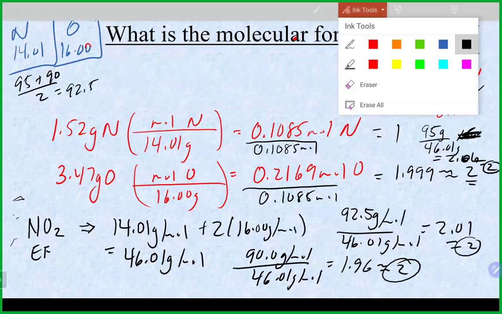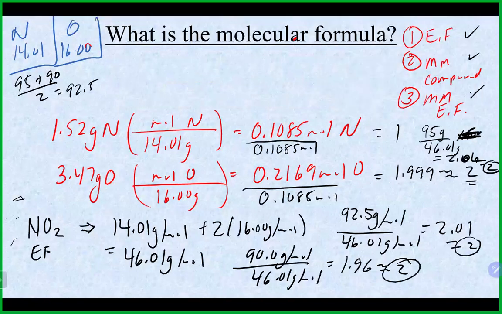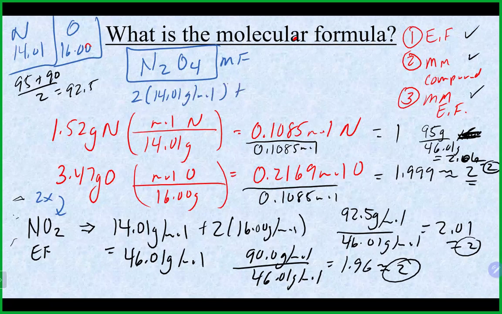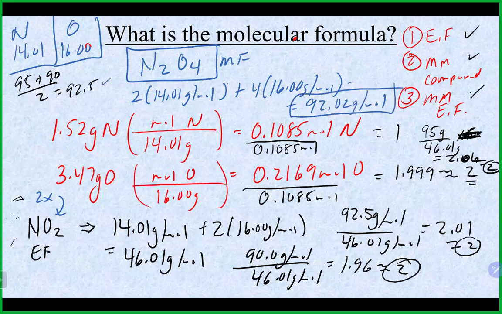So with that being said, 2 looks like the proper factor that we need to multiply this by, and that would give us a molecular formula of N2O4 in this case. And if we want the molar mass of this compound, which was part of the question, 2 times 14.01 plus 4 times 16 gives us a molar mass of about 92.02 grams per mole, which is pretty close to the average value that we used.